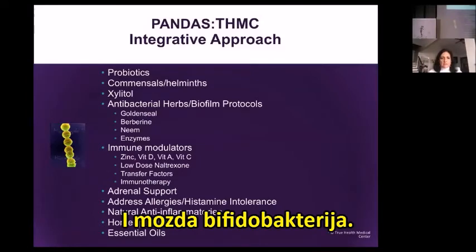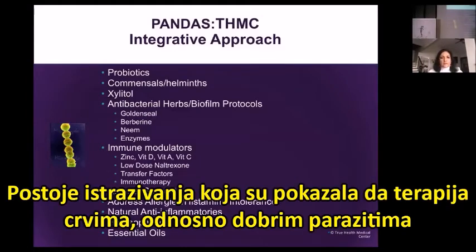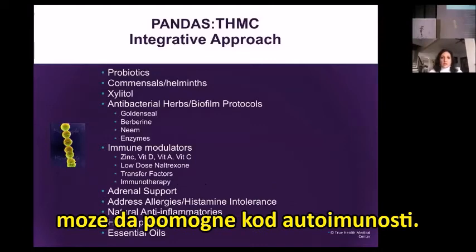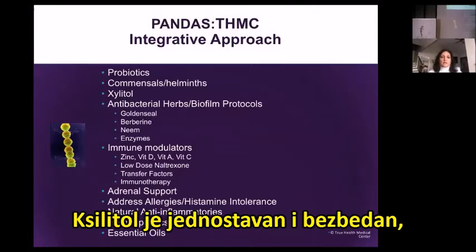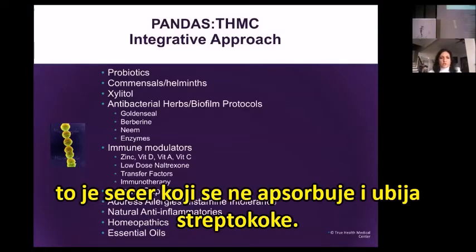and maybe bifidobacteria. Now, there is some research to show that helminthic therapy or good parasites can help with autoimmunity, and good parasites can be purchased and help to modulate the immune system in the gut. Xylitol is really simple, really safe to use. It's a non-absorbable sugar, and it kills strep.